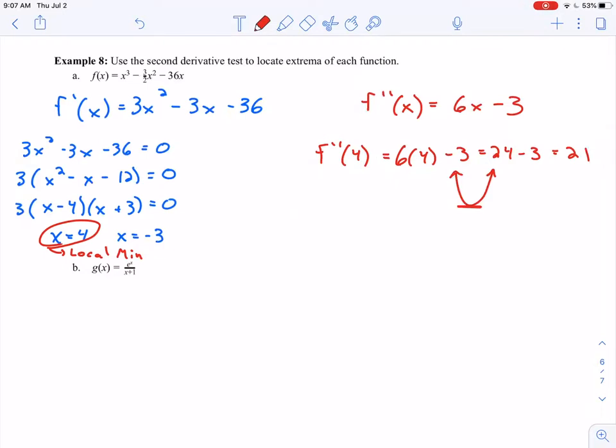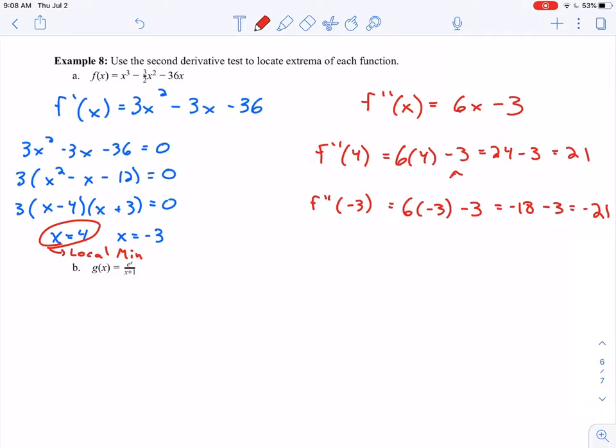Similarly then, I'm going to take negative 3 and plug that into my second derivative. So f double prime of negative 3 is equal to 6 times negative 3 minus 3. Here I have negative 18 minus 3. This time I have a negative 21. So okay, again, sketch this out. Visualize what this looks like, negative 21.